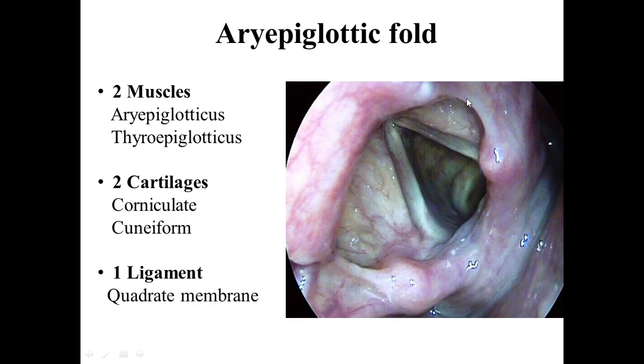It is a mucosal fold lined by stratified squamous non-keratinized epithelium. And this fold contains two muscles and two cartilages. These are the two cartilages. Here you can see the tubercles. So these are the corniculate and cuneiform cartilages, and the upper border of the quadrate membrane.